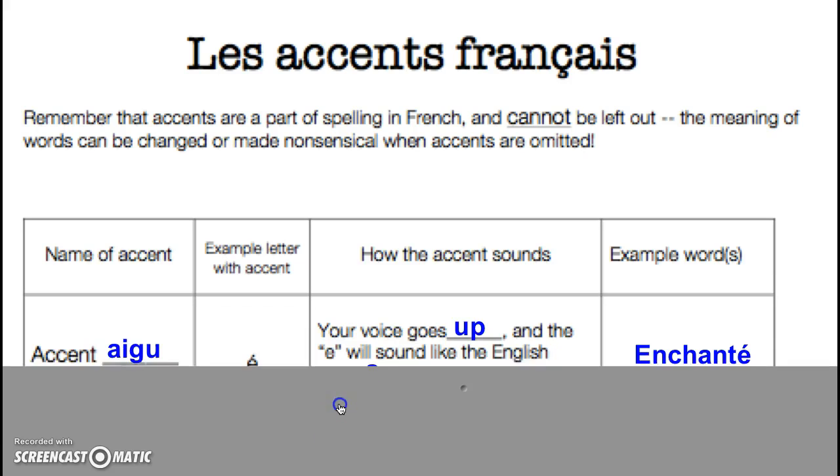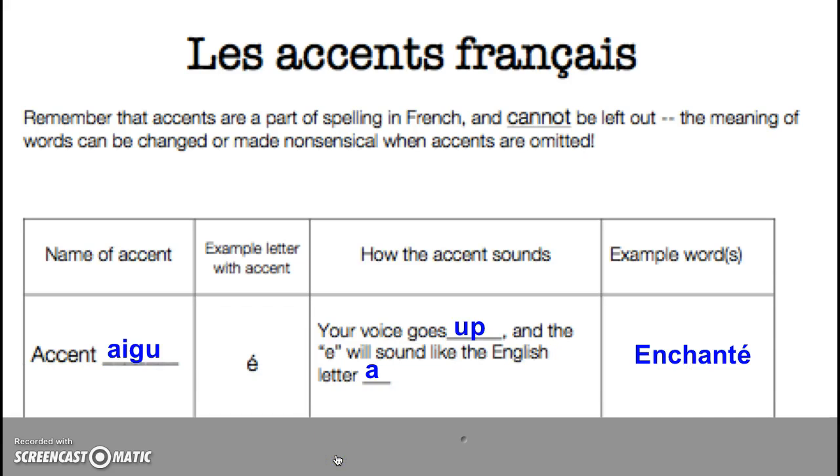So the first accent we're going to see is called the accent aigu, and I know it's hard to see on my notes, but hopefully on yours it's a little bit better. The accent aigu is going to start at the bottom and go up towards the top. It will make your voice go up, and the E will sound like the English letter A.